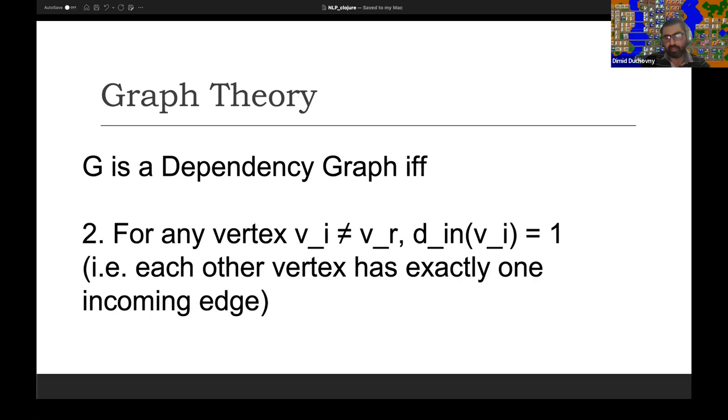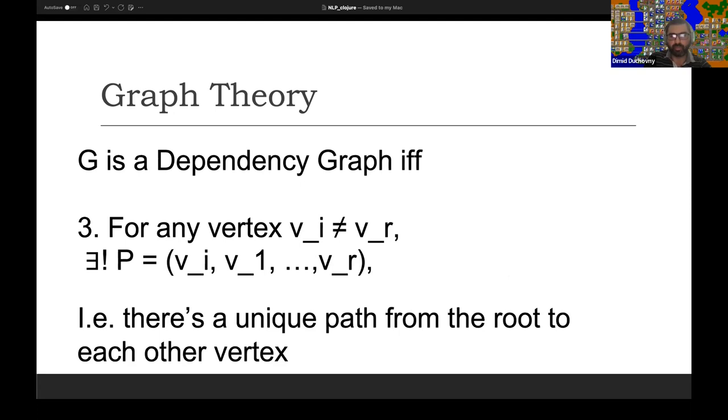Except the root, any other vertex has exactly one incoming edge. And finally, we can find this unique path from the root to any other vertex. Questions so far? I know it's a bit tricky. If you don't understand, it's okay. It's not really necessary for the practical part. I just thought it would be interesting for people with a CS background.